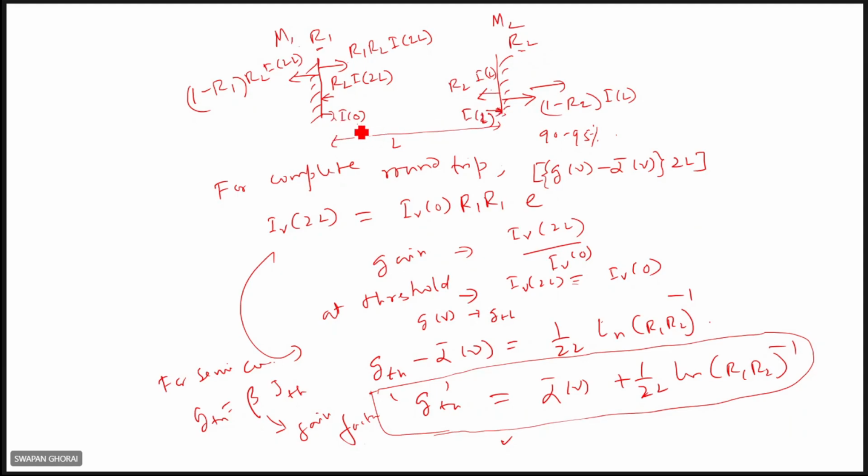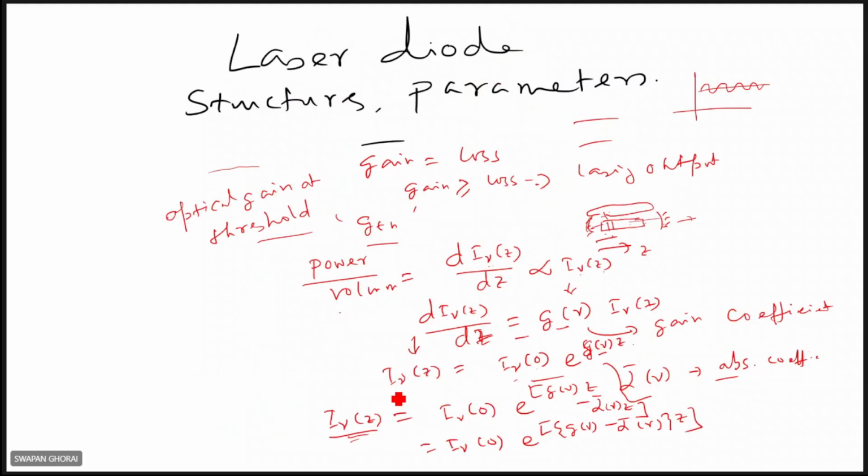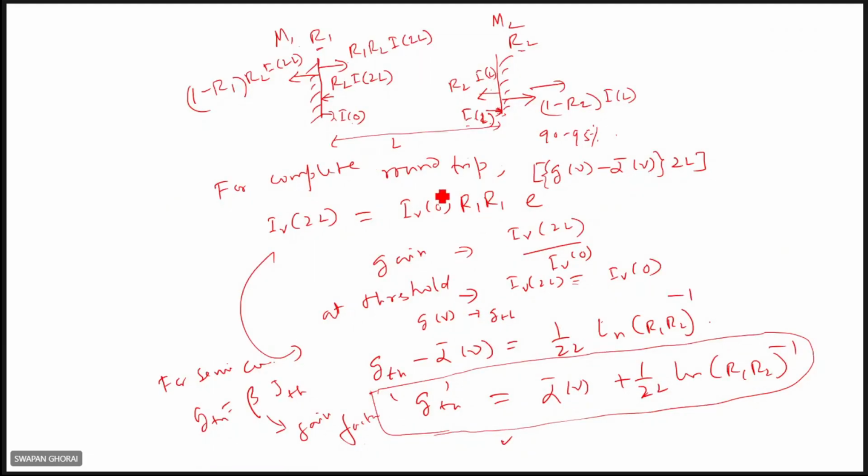When I0 reaches the second mirror, it will be I of L, that is, the intensity at distance L. How can you estimate I of L? From the previous equations, you put Z equal to L and you get I of L. Now if you consider one complete round trip, from here to here and back again to this point, then it will be I of twice L.